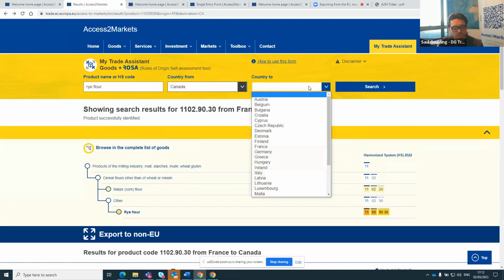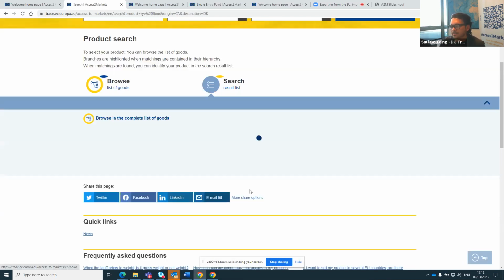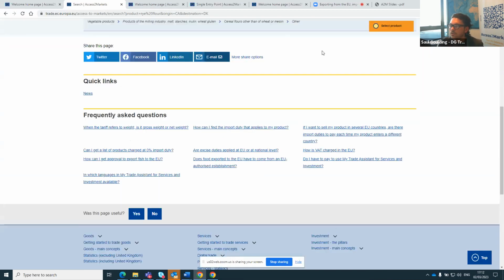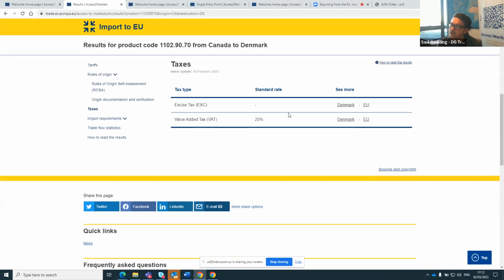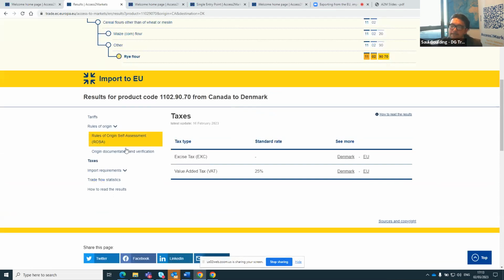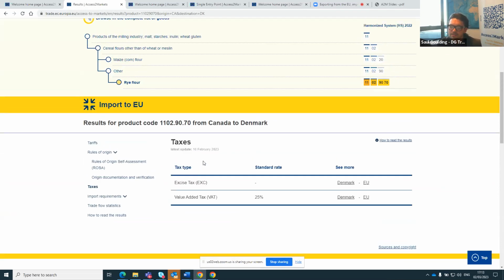So if I do Canada to Denmark and look in taxes, you will also see that we have our Danish VAT rate of 25%. And if I was to choose Ireland or France or Bulgaria, all of these will be populated there on the individual member state level. So you see a bit how it works.